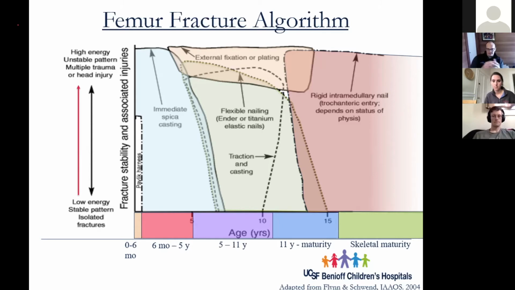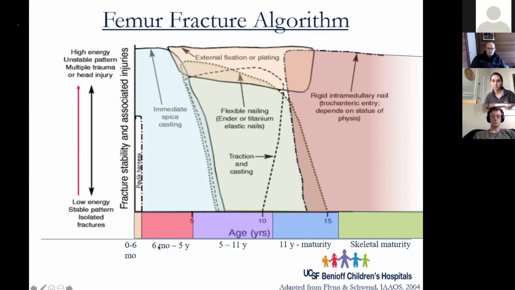Spica casting then is the next big bulk. That's this blue region here. That is really a broad category, but you start to see some overlaps as you get into the 3, 4-year-old category where you can start to treat other things. But immediate spica casting, within 24 hours, putting a cast onto that child, is the mainstay of treatment for femur fractures in young kids.